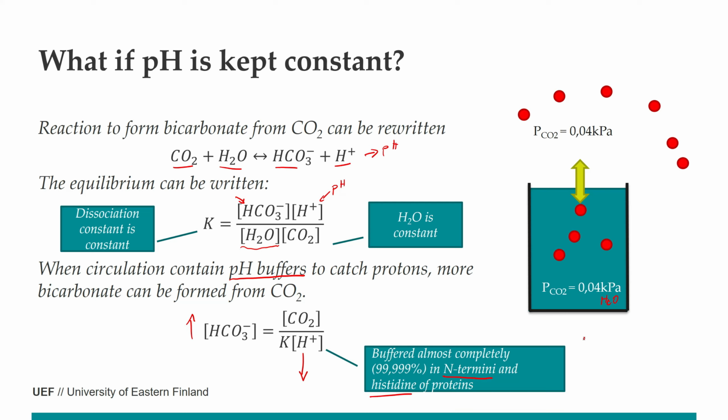The N-terminus is in all proteins, so N and then we have amino acids, and then we have the C-terminus. And over there we can bind one extra proton. And in some cases we also have an amino acid called histidine, which can also bind a proton. Okay, and how can we do this in the blood? What is the most common protein there in the blood? It's hemoglobin.